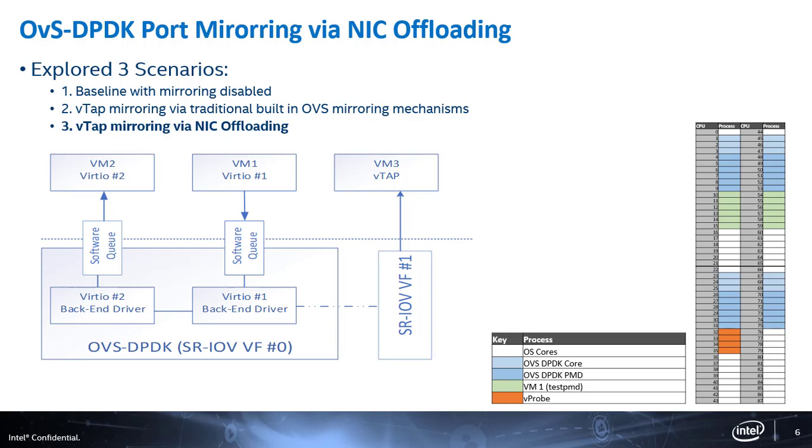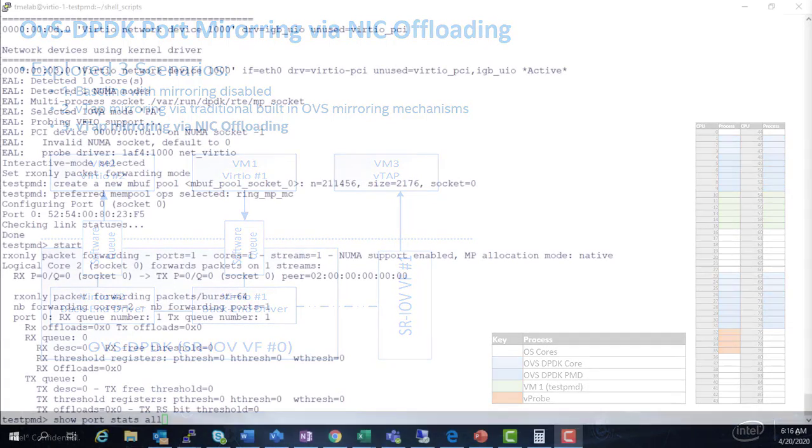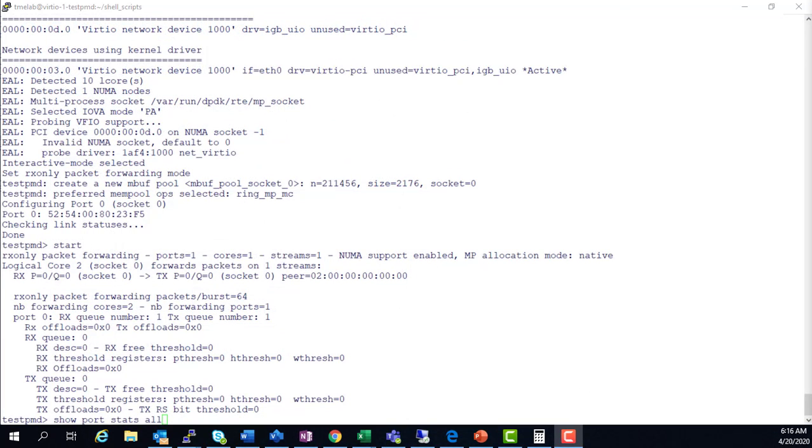The third case we explore is VTAP mirroring via NIC offloading, our unique contribution in this demonstration. For the last part of our demonstration, we'll be showing the throughput of our VNF, as before, timothy.d, with mirroring enabled with mitigation, that is, via NIC hardware offloading. As before, we start traffic using our traffic generator, package.n.